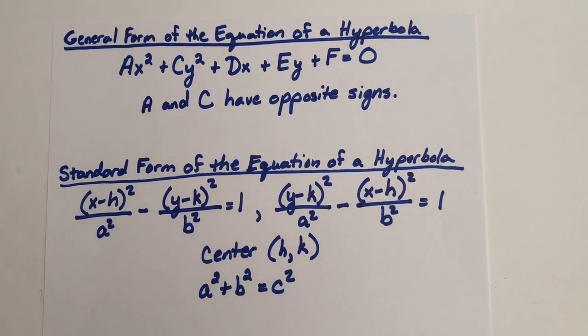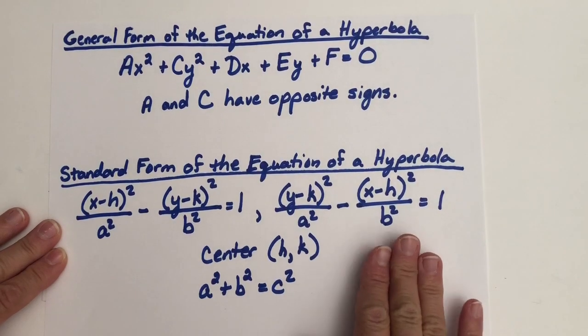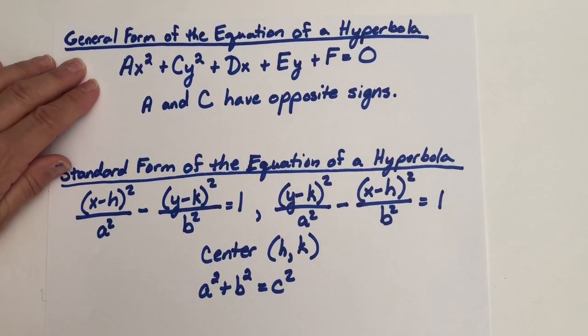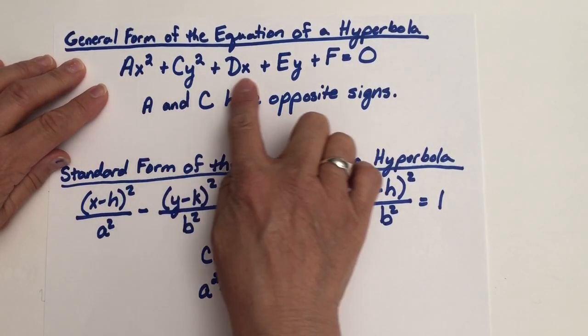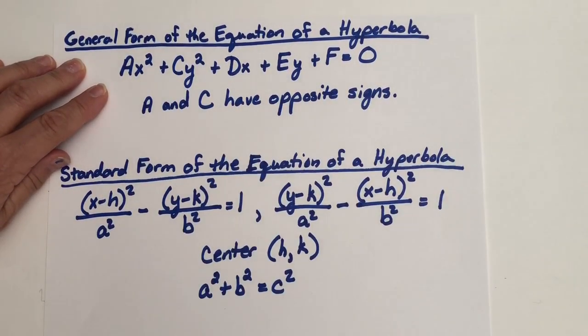We're going to talk about how to change the general form of the equation of a hyperbola into the standard form of the equation of a hyperbola, because this is the form that we want it to be in when we're graphing it. Now, remember, the general form of the equation of a hyperbola looks like this. In fact, all of our conic sections have equations that look like this when they're in general form.